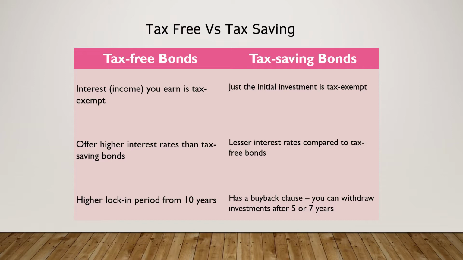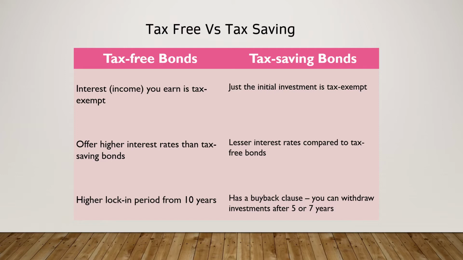Tax-free bonds are usually issued by public sector undertakings like National Highway Authority of India, Indian Railways, Rural Electrification Corporation, etc. Whereas tax-saving bonds are the bonds mentioned in 80C, and whatever initial investment you make on it, you will get a deduction under 80C, whereas interest income is taxable in few cases that we'll look at in detail in the further slides.